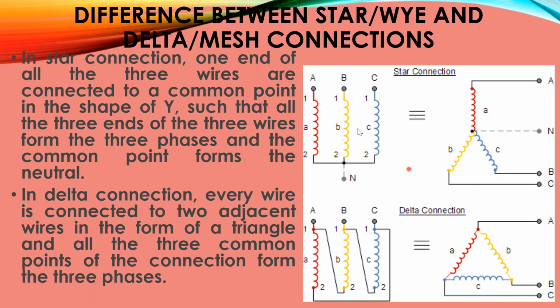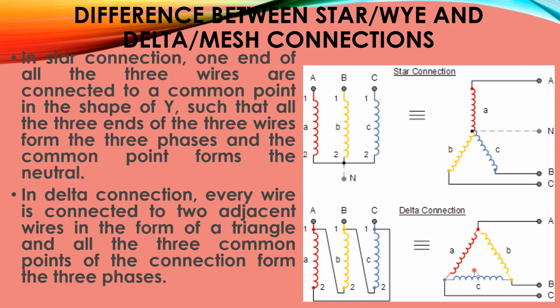So what is the construction difference between these two? In star connection, one end of all the three wires is connected to a common point. This point is called the neutral point, and it looks like a Y shape. The other three ends of the wires are the three phases, and the common point forms the neutral. So this is the phase line and this is the neutral point. This is the construction difference of star.